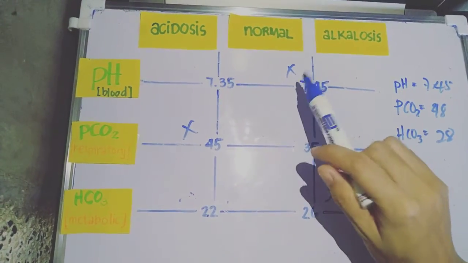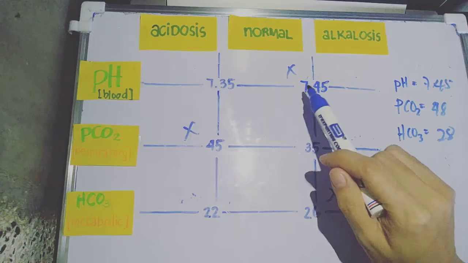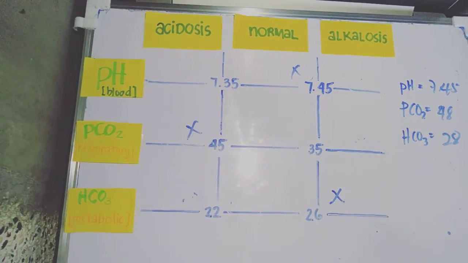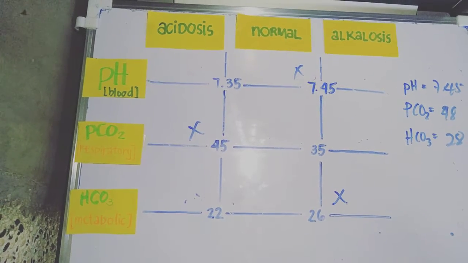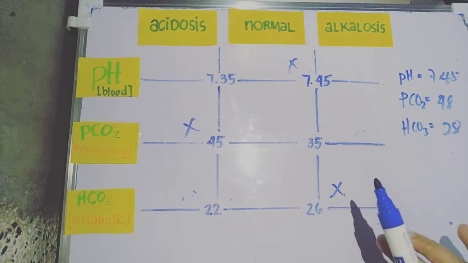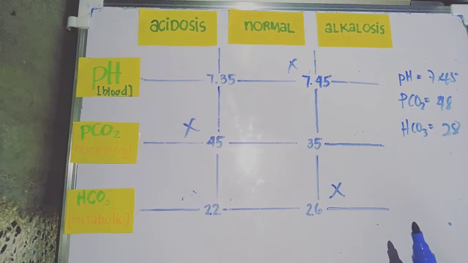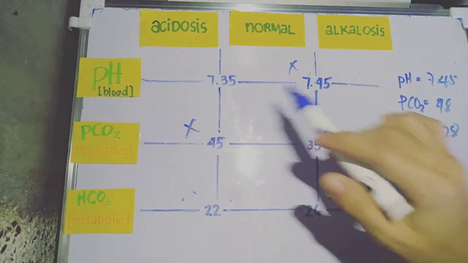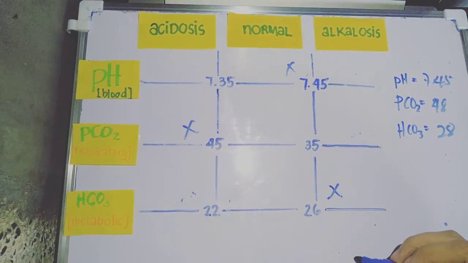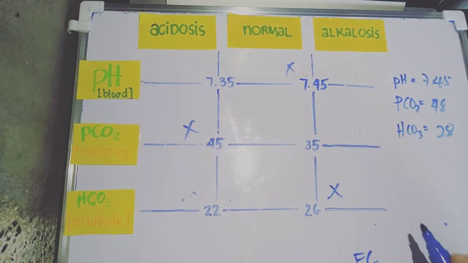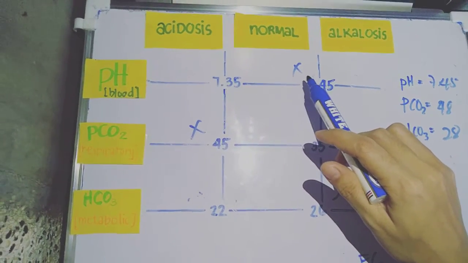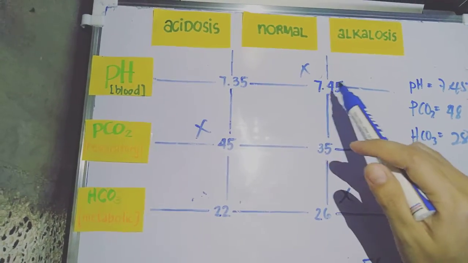So here the pH is pretty normal. It's under 7.45, but the two other parameters are abnormal. So in this example, we know that we have a full compensation because our pH is normal. So we have a full compensation with regards to whether it is metabolic or respiratory.